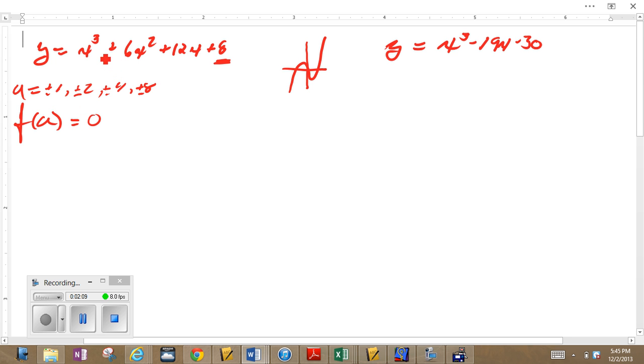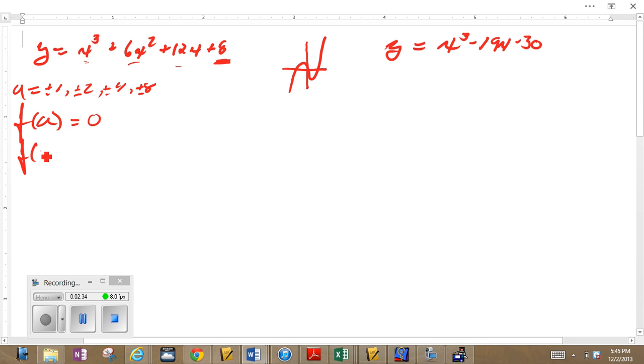And also, we should probably agree that you can't put in any positive values, because if you put in a positive value for x, none of these terms will be negative, so this thing will never go to 0. Now, you can try it if you want, but one look at that should be kind of a giveaway. So we're going to start low.